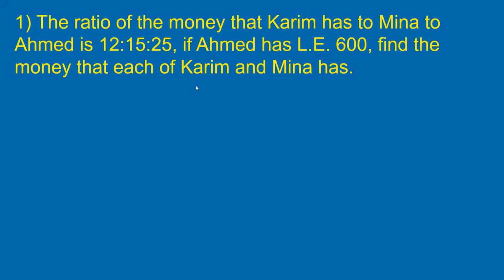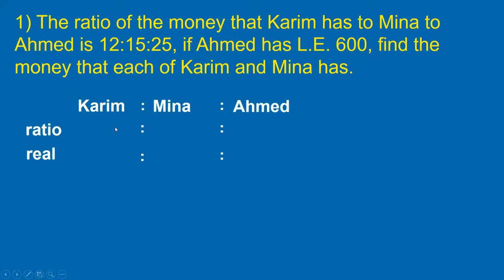Number 1: the ratio of the money that Karim has to Mina to Ahmed is 12 to 15 to 25. If Ahmed has LE 600, find the money that each of Karim and Mina has. At the beginning, let's write the information that we have. The ratio between Karim, Mina and Ahmed is 12 to 15 to 25, and Ahmed has 600 LE. Now find the money that each of Karim and Mina has.